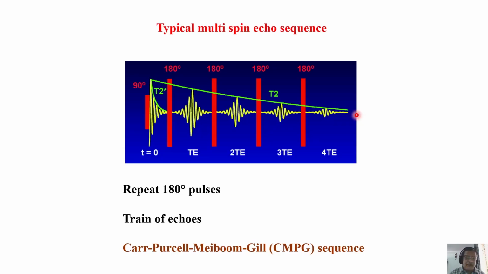Of course, there are lots of corrections to be applied, which I did not discuss, because this is not the original T2. This T2 has a contribution from field inhomogeneities. Many things you have to subtract and apply corrections. Those details I'm not discussing, but I'm just giving you the gist and idea of how to measure T1 and T2. Okay, I stop at this place.